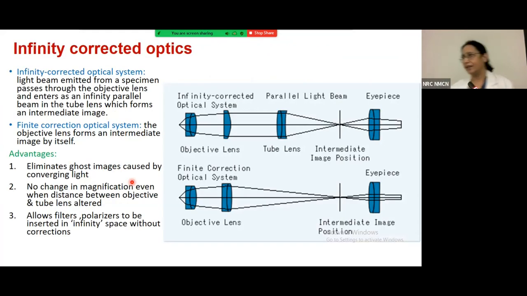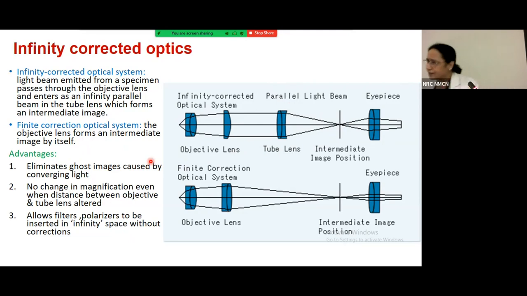Now coming to the infinity corrected optics. Most of the modern microscopes are infinity corrected. What does it mean? It means that when the light beam passes from a specimen to the objective lens, it enters as an infinity parallel beam, which is then collected by the tube lens, which forms an intermediate image.